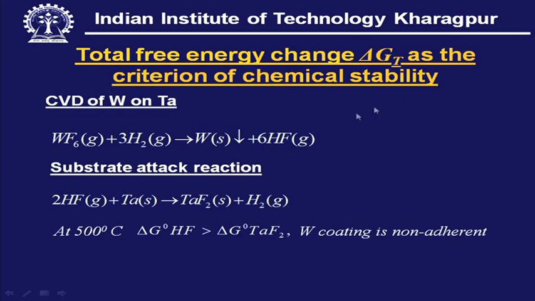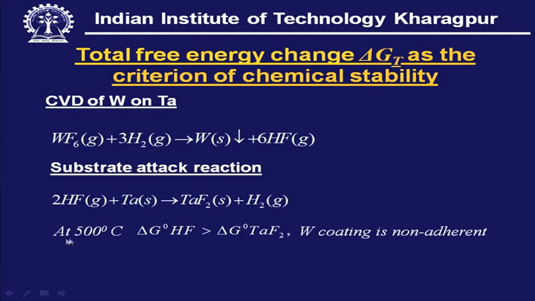Let us consider CVD of tungsten on tantalum. So, as usual, we can get tungsten in the form of coating, and hydrogen fluoride will form as the reaction product. Now, in this substrate attack reaction, obviously hydrogen fluoride is going to attack tantalum, forming tantalum fluoride and liberating hydrogen.